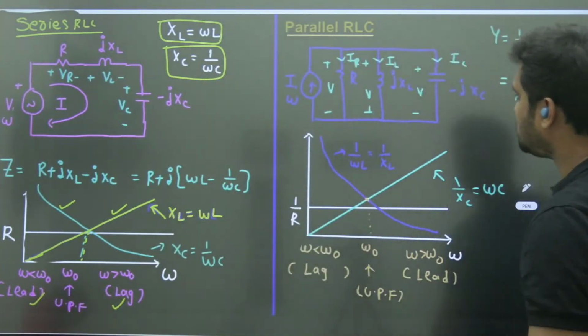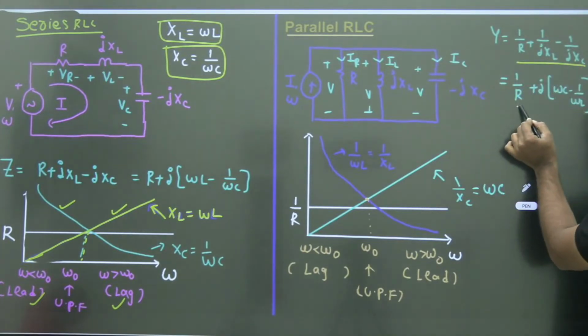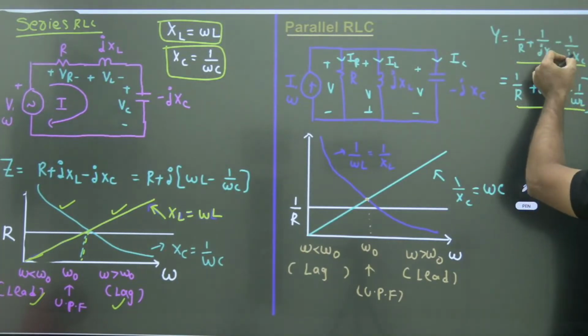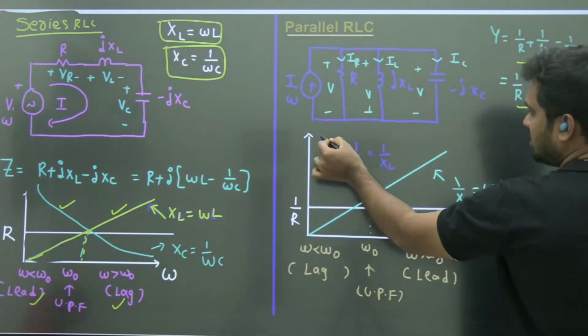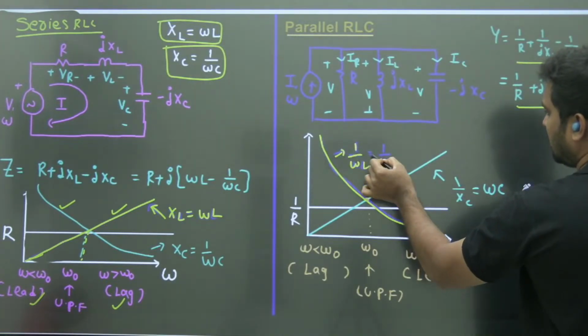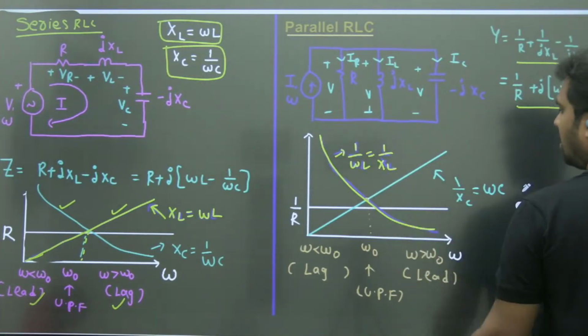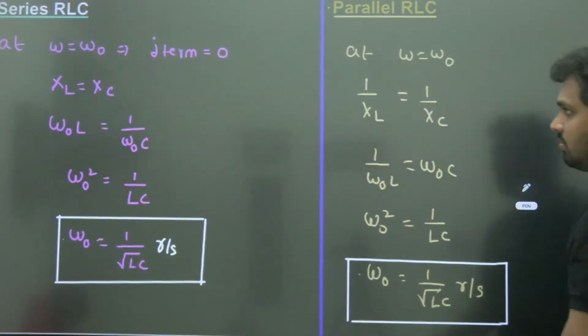So same happens with the parallel, but here Y equal to 1 by R plus 1 by jXL plus 1 by jXC, minus 1 by jXC. That 1 by Xc is omega C minus 1 by omega L. Here before resonance, and this is your 1 by omega L, that is 1 by XL. After resonance, 1 by Xc, omega C will dominate. That is lead and lag will be reversed.